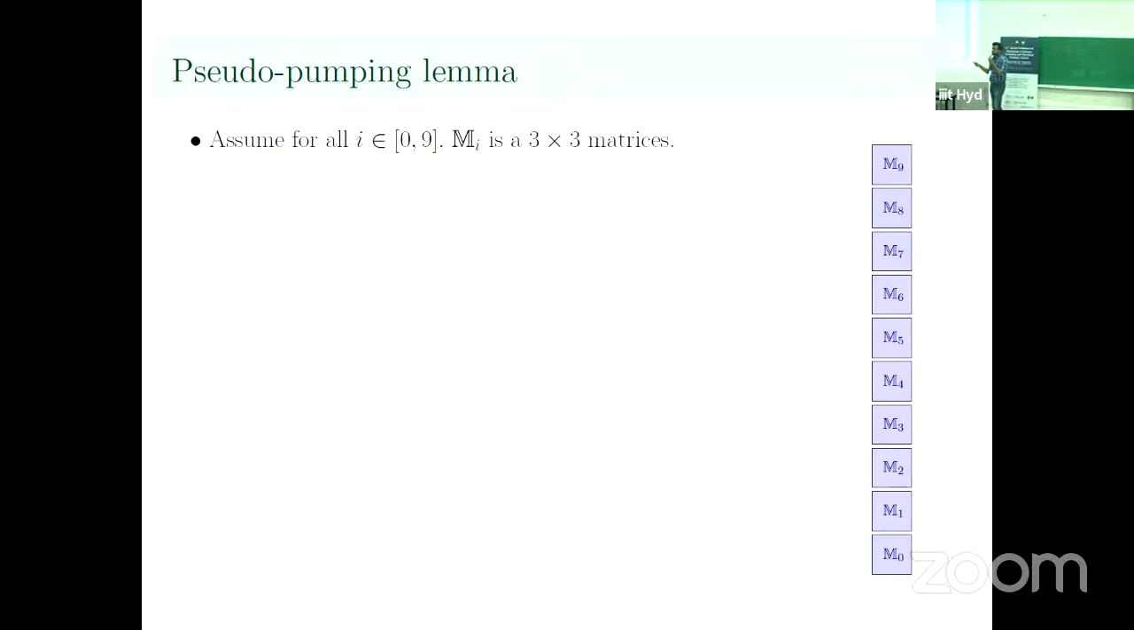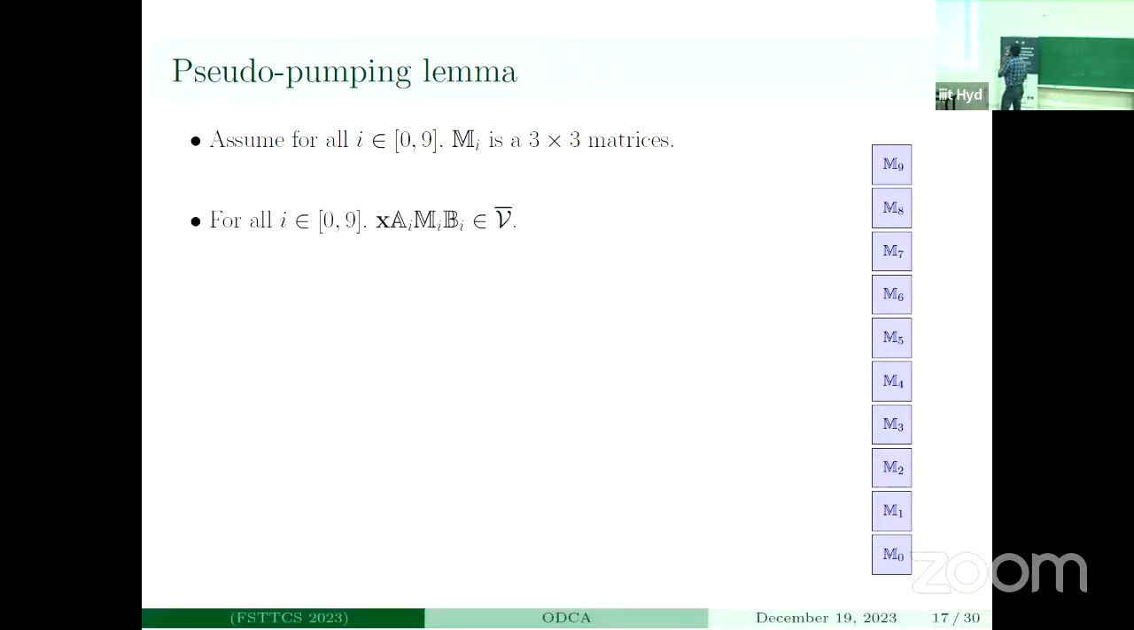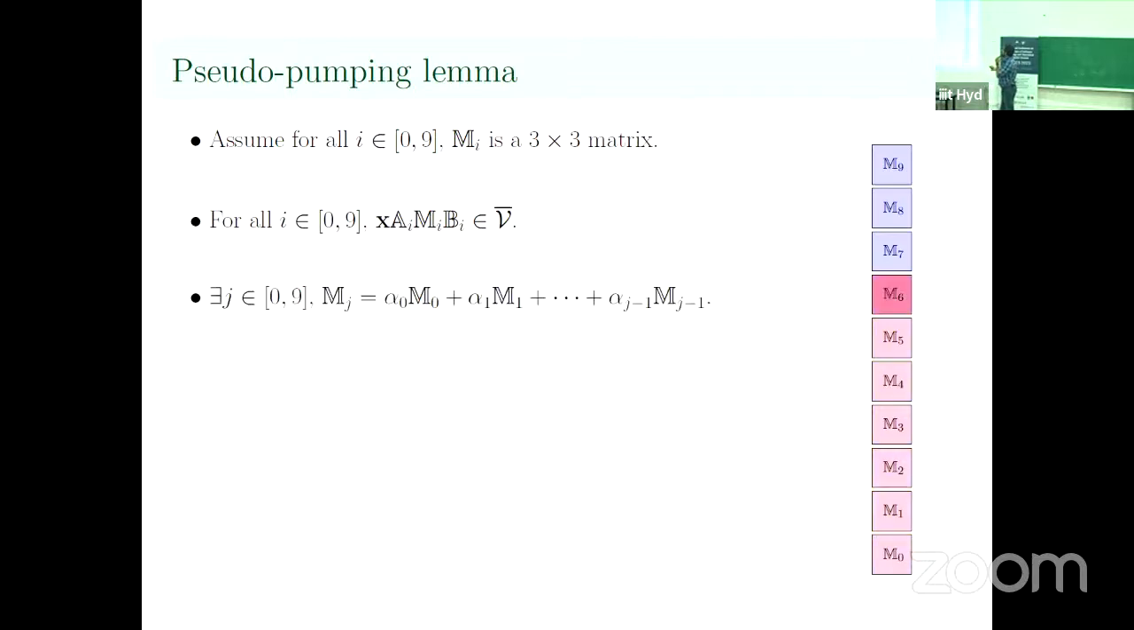So I assume for the time being that these MIs are 3 by 3 matrices. For all I know, X AI MI BI is in V bar. So I get that there exists an MJ which is a linear combination of everything before it. Since your MI is a 3 by 3 matrix, if you look at it as a vector of size 9, you can only have 9 independent vectors of size 9. Since you have 10 matrices here, one of them has to be a linear combination of everything before it. So there exists an MJ which is a linear combination of everything before it.